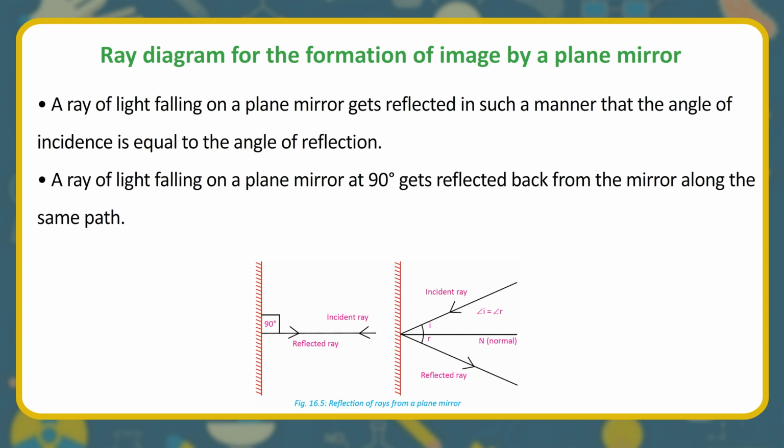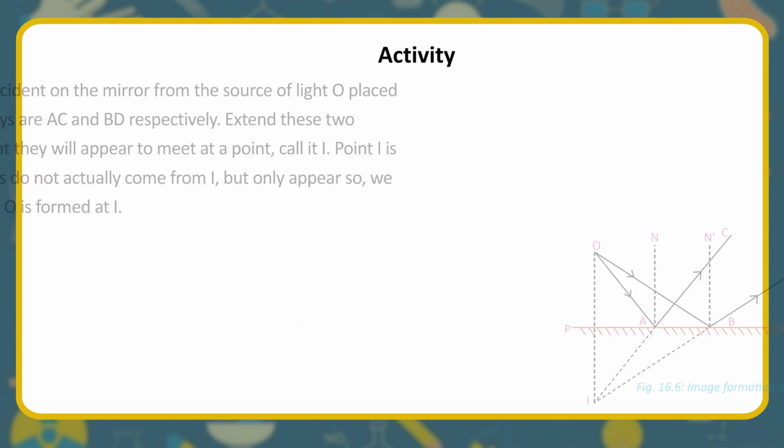Ray diagram for the formation of image by a plane mirror. A ray of light falling on a plane mirror gets reflected in such a manner that the angle of incidence is equal to the angle of reflection. A ray of light falling on a plane mirror at 90 degrees gets reflected back from the mirror along the same path. Reflection of rays from a plane mirror, 90 degrees. Reflected ray, incident ray, reflected ray. N, normal, incident ray. Activity.